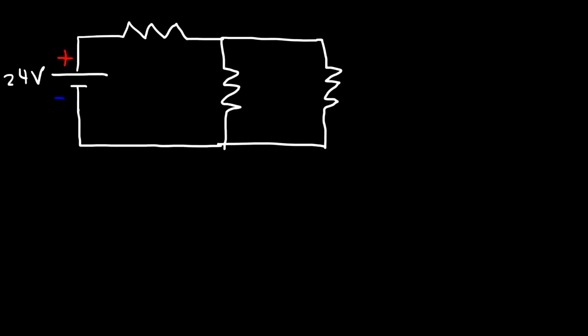In this video, we're going to talk about how to use Kirchhoff's junction rule and loop rule to calculate the current in a complex circuit. So let's start with this problem.